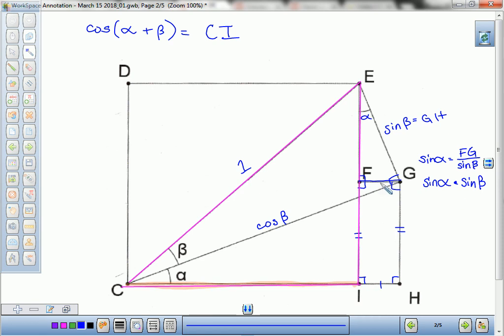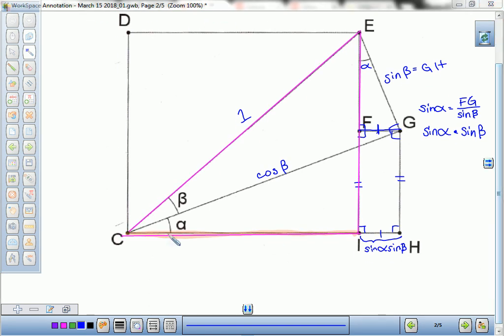Right? Okay, this is a rectangle. So if FG is sine alpha sine beta, what is IH? Sine alpha sine beta. Okay, now, my goal is to have CI. Right now I have IH. If I could find CH, could I just take that little part away and be left with what I need?